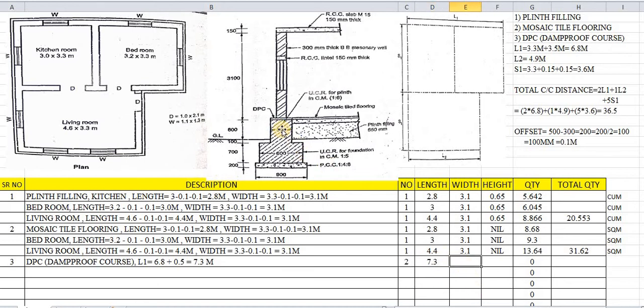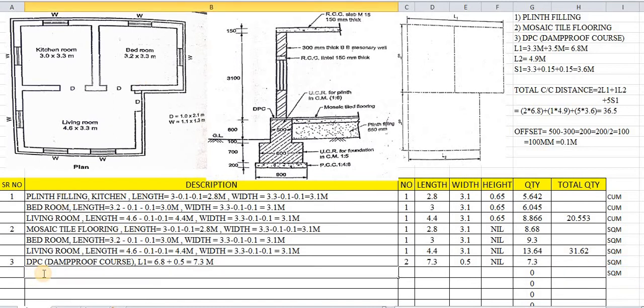What is the width of this section for DPC? Width of section is 500, that is 0.5 is the width of this section. What about the height? Height is negligible. Therefore, there is no such height. The height, again, we will take as nil, and this value we will take as the same, that is 7.3. So it is just the multiplication of these. So 7.3, again it has been measured in square meters. DPC is measured in square meters.